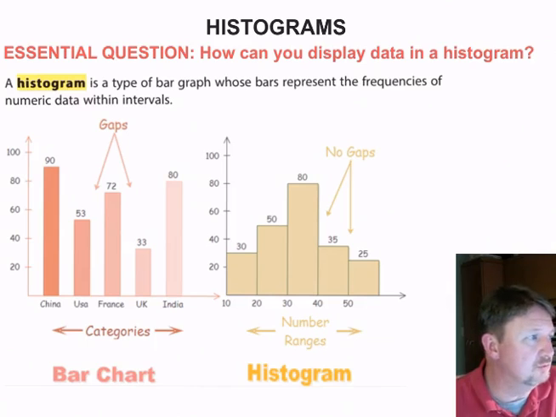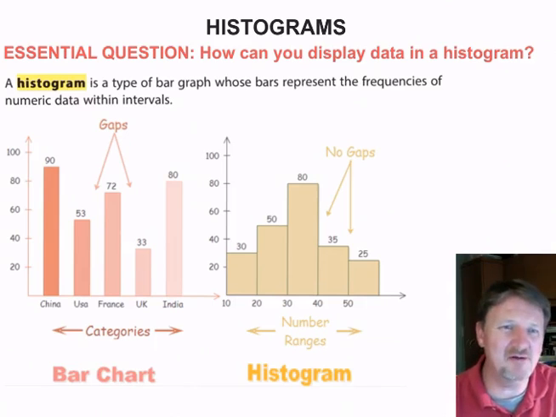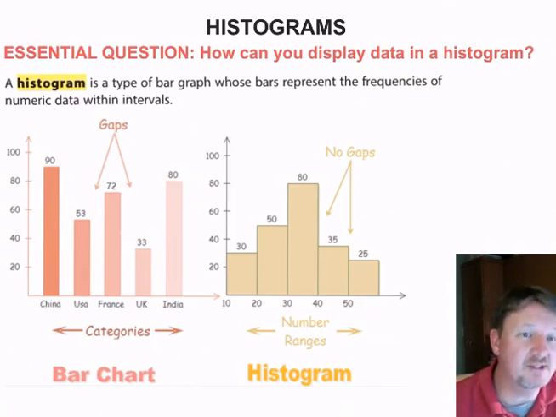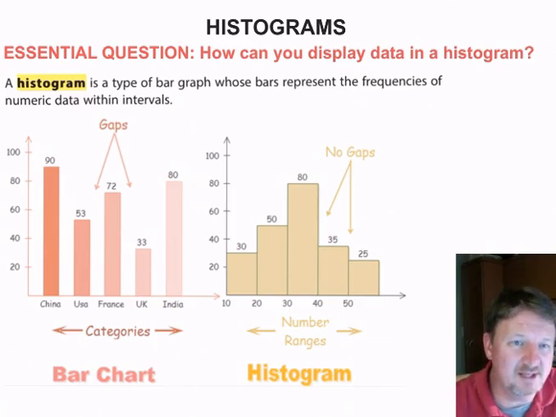I want to make sure that you understand what a histogram is, because you might be thinking, Instagram? Mr. Bell, what are you talking about? I know how to use Instagram. Well, I'm not talking about Instagram. I'm talking about a statistical tool called a histogram, starting with an H. A histogram is a type of bar graph whose bars represent the frequencies of numeric data within intervals.